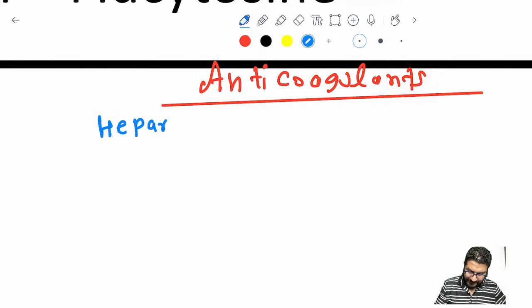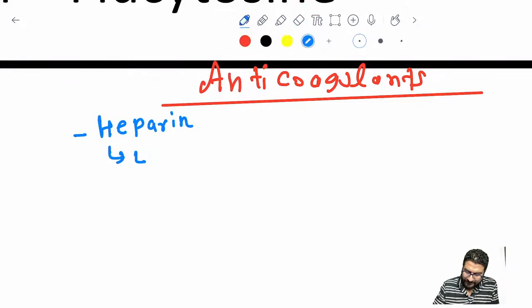Okay, yes, first one and the best one, heparin. Now understand, when they talk about heparin, they will also talk about the types of heparin. So what are the types of heparin you know? Heparin has many types. We have low molecular weight, high molecular weight, right? So I am writing here: we have heparin, then we have different types. So let me write the low molecular weight heparin.